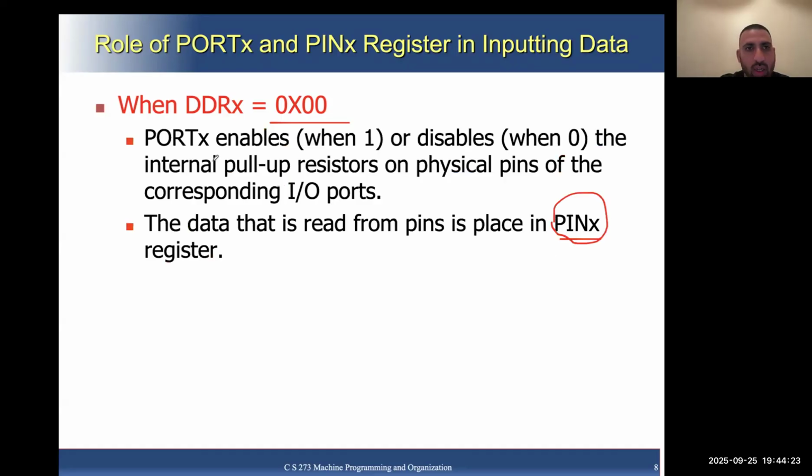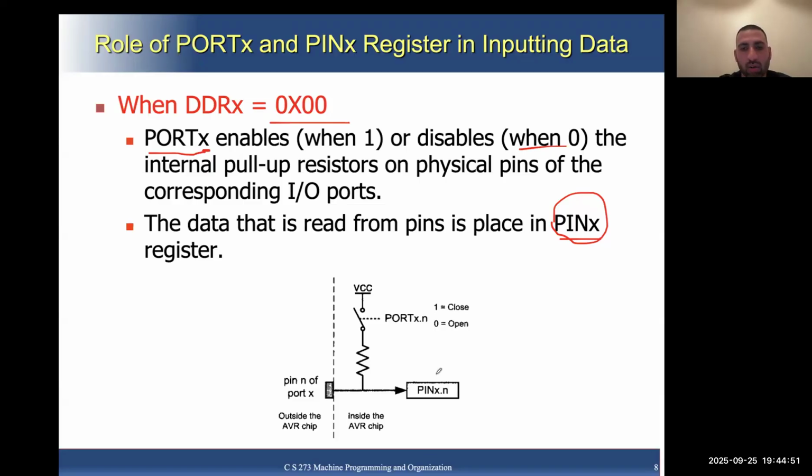Now, what is the role of the port X register in the case that you have configured the port as input? X here can be anything, like port B. If the value is 1, it will enable the internal pull-up resistors on the physical pins of the corresponding IO port, and if the value is 0, then it will disable the internal pull-up resistors, right? This is how you can visualize it.